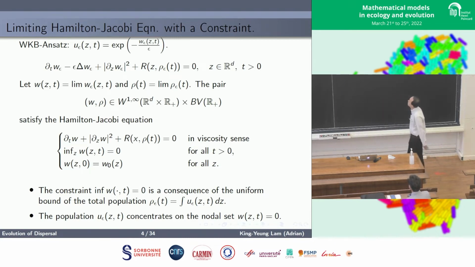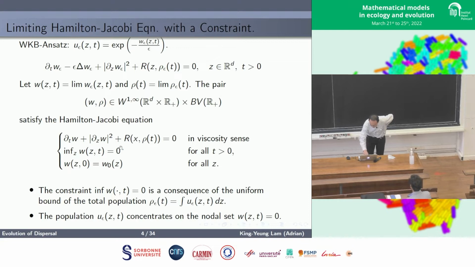Just a brief introduction of their idea. Dirac mass is a very singular object, so what they do is they look at the rate function. Suppose the rate function W epsilon converges, and after appropriate estimates, suppose also the total population burden converges. They show that the pair of W and rho satisfy the Hamilton-Jacobi equation. This is a Hamilton-Jacobi equation in the viscosity sense with an additional constraint, which is a consequence of population control. There's an L1 control of the total population, and it manifests itself as this constraint.